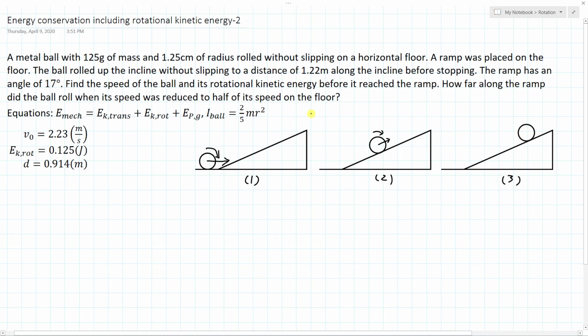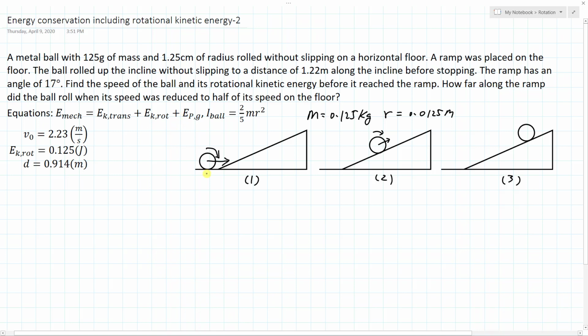And we know the mass, right? Mass is 0.125 kilograms, and the radius of the ball is 0.0125 meters. Okay, so since we added rotational kinetic energy, the total energy now looks like this. Mechanical energy is translational and rotational, and then gravitational potential energy.